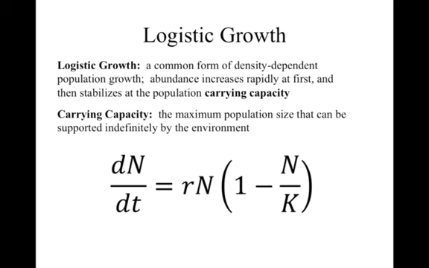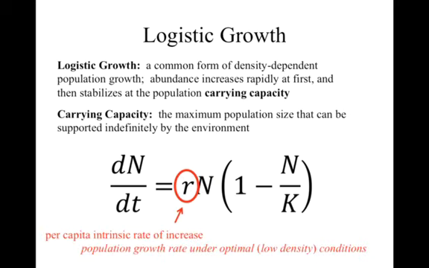And it looks quite a bit like that differential equation we saw for exponential growth, but it's sort of got an added term. And so again, we have the rate of change of the population size, just like we had before. We have the current population size. We have the per capita intrinsic rate of increase. And this is basically the population growth rate under optimal or low density conditions.